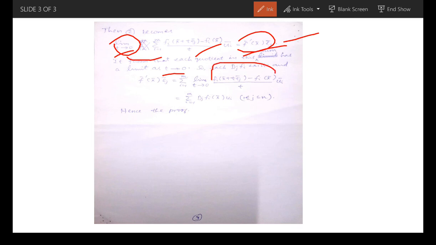But what is this thing? Its limit is precisely our dj fi at the point x. So you get f dash x into ej equal to sigma i equal to 1 to m dj fi of x times ui. This is what we wanted to prove. Thank you.